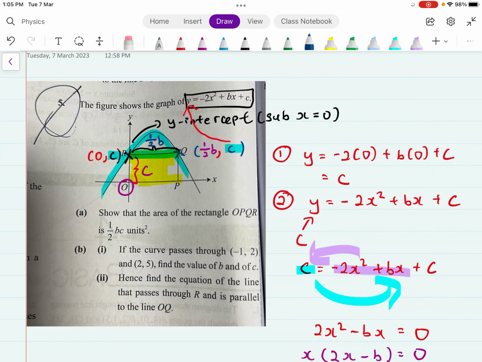So now I know already. Okay, so now I know length, I know breadth. So length times breadth, half b times c, is equal to half bc. So that's how I solve part A.